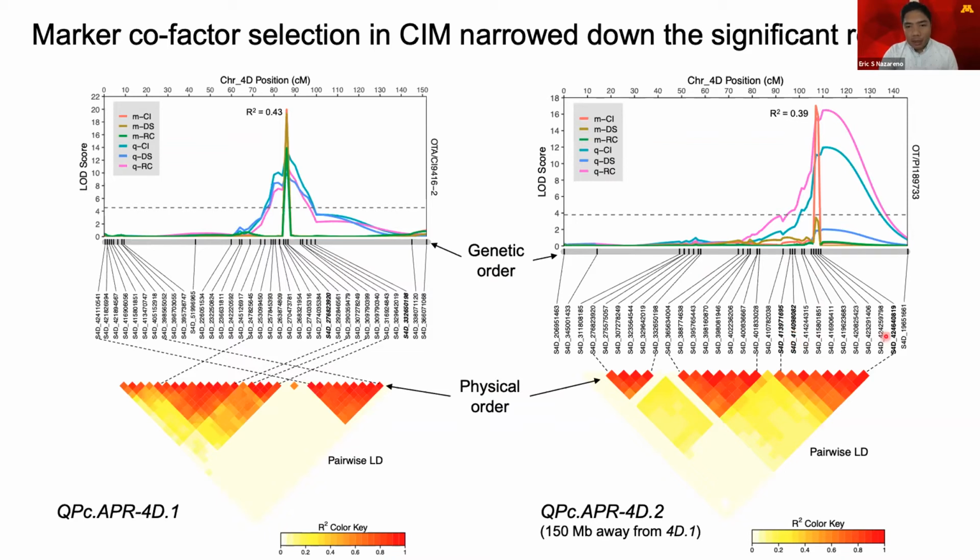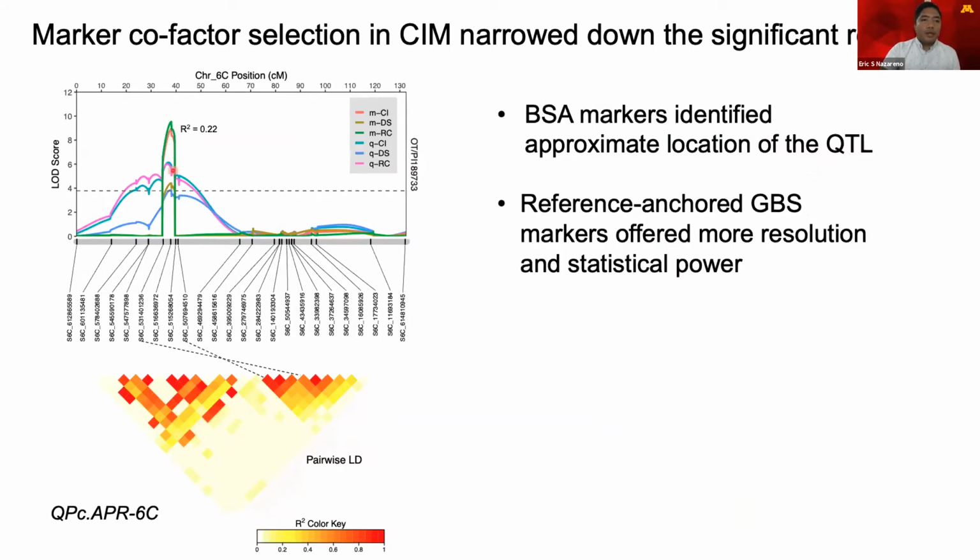And the markers that you see in bold have been converted to CASP or PACE markers for selection. The third QTL has an effect of 22%, still high LD, and we've developed markers for this QTL. And so we conclude here that BSA markers only identify the approximate location of the QTL, but with the reference genome, we had more resolution and more power.